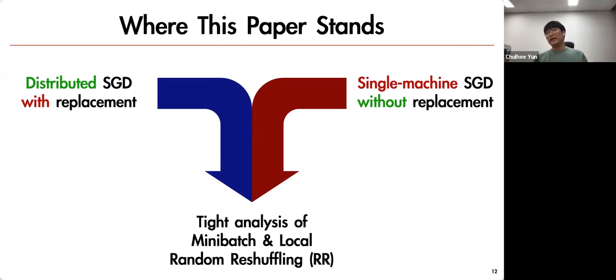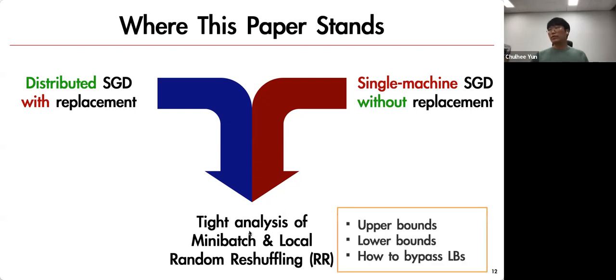So we study the minibatch and local SGD under this random reshuffling sampling scheme and provide the tight analysis of convergence rates. So we provide upper bounds and almost matching lower bounds. And also at the end of this paper, we propose a modification to the shuffling scheme that allows us to bypass the lower bounds in certain homogeneous cases.